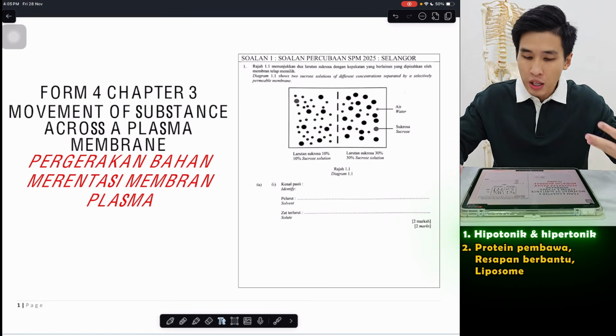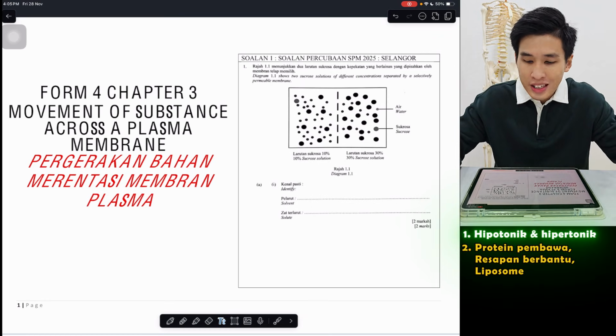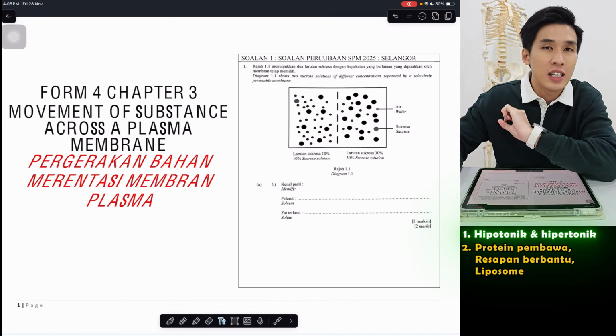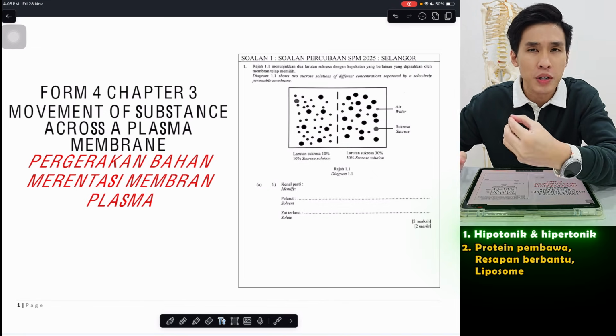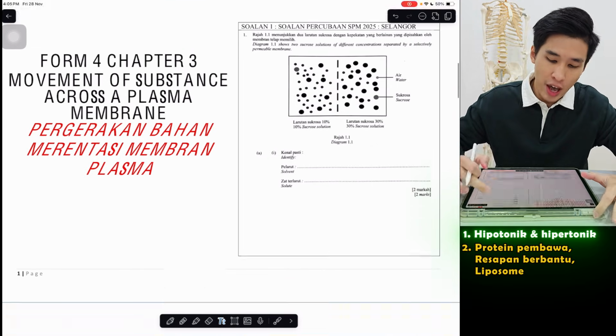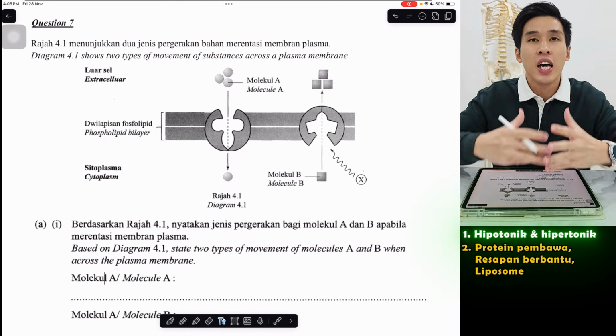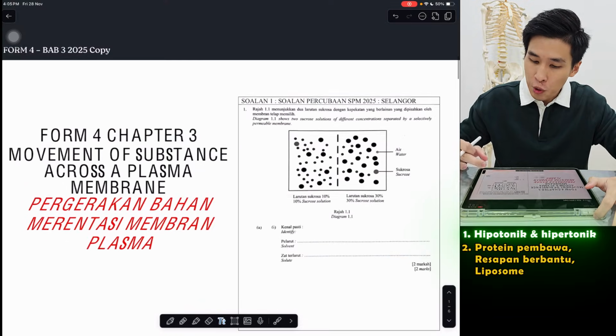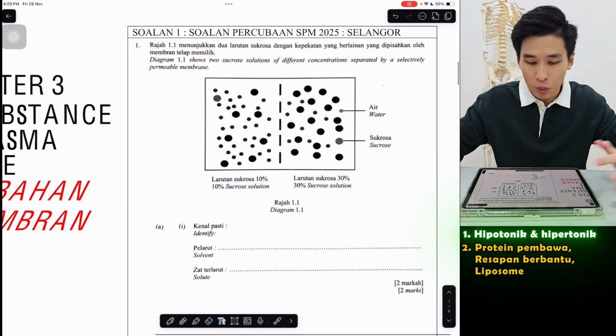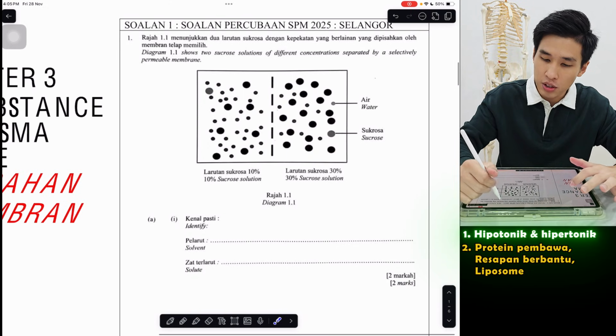Form 4 Chapter 3. Now, untuk tahun ini, Form 4 Chapter 3 hanya ada satu state keluar lah. So, it's not a very common topic for actually this year punya SPM. So, I actually added my own question here as a bonus to revise with you all lah. Right, so first one, the one and only state trial that came out from Chapter 3, Selangor one.